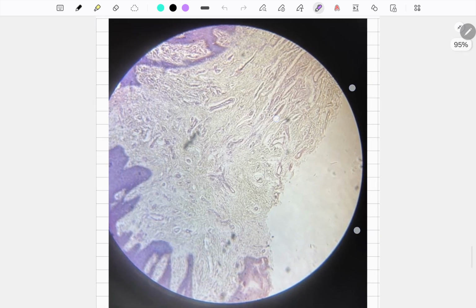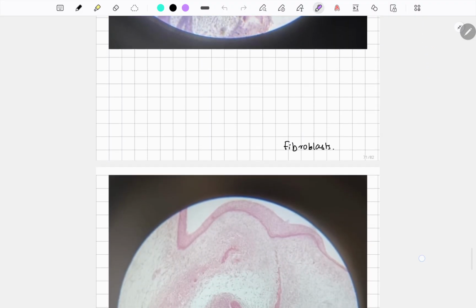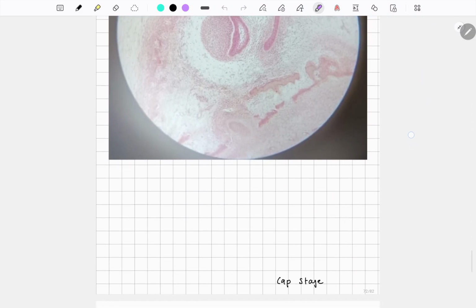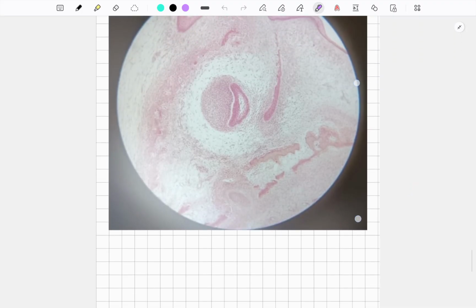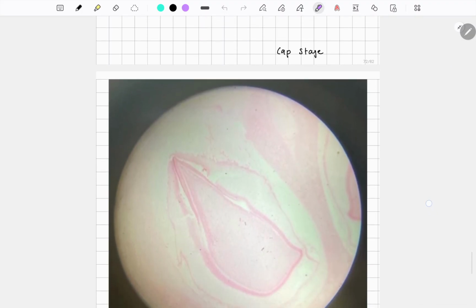This is a slide of fibroblast. As you can see, there are fibroblasts present in this. So this is the slide of fibroblasts. Moving on to next, this is a cap stage. As you can see, this is a cap shape appearance. This is not bell, completely bell. This is cap stage, as only this much is formed. So this will be cap stage of development of tooth.